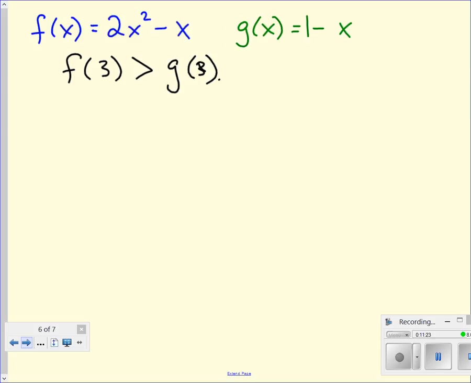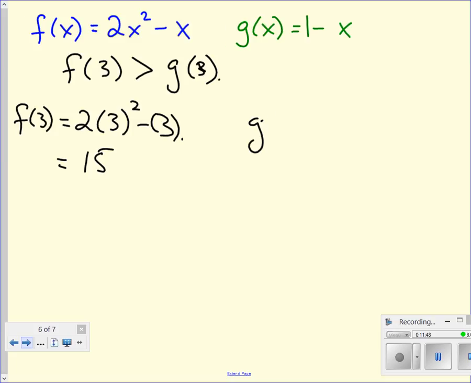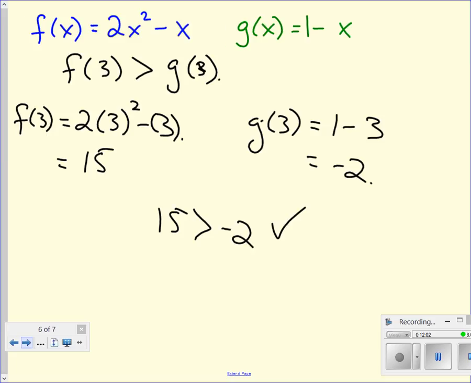So f of x has a set of instructions, g of x has a set of instructions, but I'm putting in the same input for each one of these functions. So f of 3 is going to be equal to 2 times 3 squared minus 3. That's going to be 9, 18 minus 3 is 15. Now g of 3 is equal to 1 minus 3, which equals negative 2. So 15 being greater than negative 2 makes this a true statement.